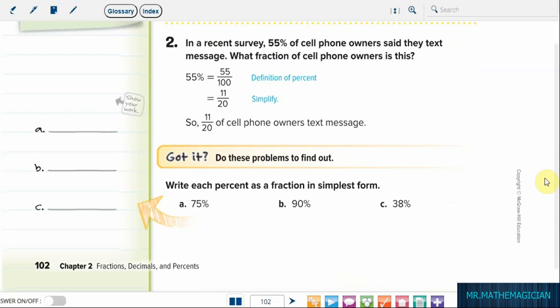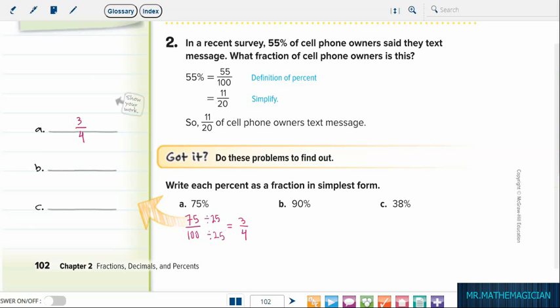Now let's try to solve these problems. Write each percent as a fraction in simplest form. 75% means 75 over 100, and we can divide by 25 up, divide by 25 down, and this will be 3 over 4.